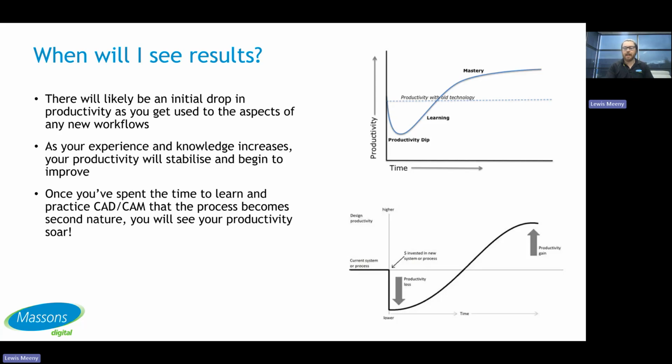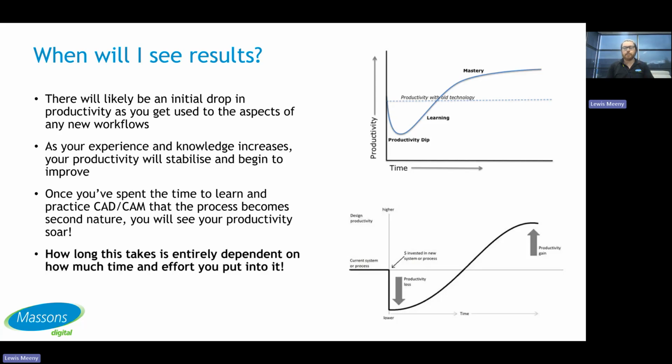These benefits really come from how much time and effort you put into it, and how long that productivity loss takes to balance out and get better does depend on how much time and effort you put into it. It's reiterating that this is an investment. You need to be putting in the work to get the benefits out of it. And once you do, you're never going to look back.